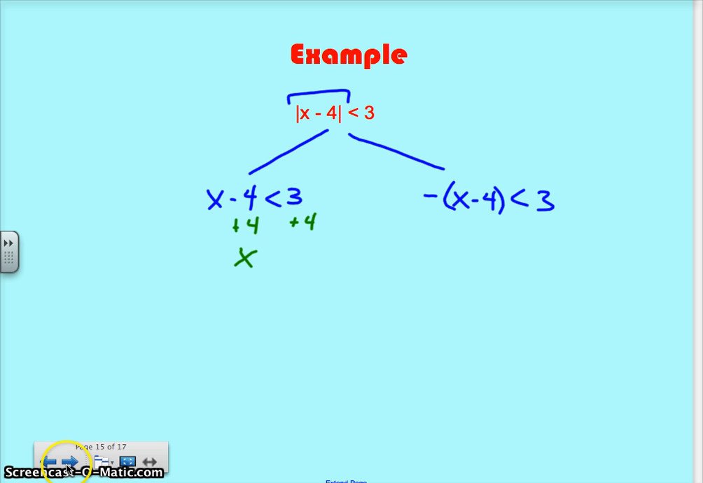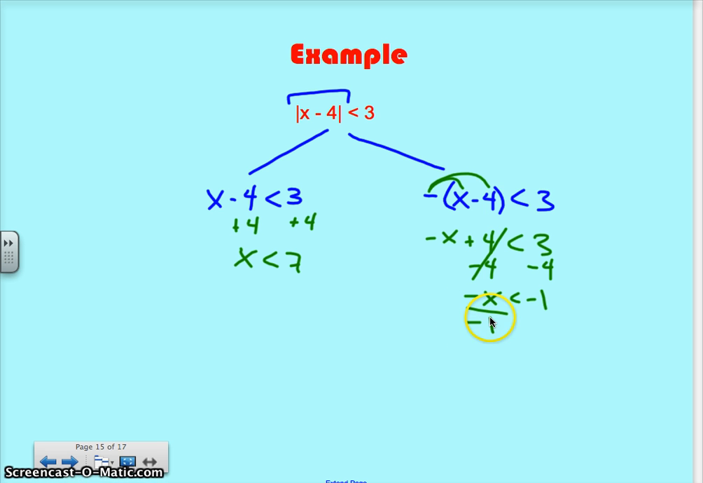It's going to give me x alone here, so x is going to be less than 7. 3 plus 4 is 7. Let's look at this one. We'll distribute this negative 1. So now I have negative x plus 4. Negative 4 times negative 1 is a positive 4, less than 3. We'll subtract 4 here. We'll subtract 4 here. So I added an inverse. So I have negative x is less than negative 1.